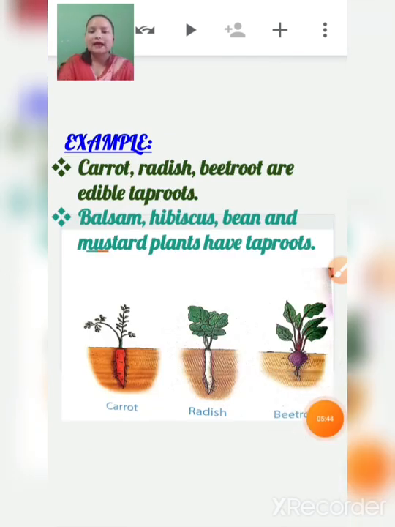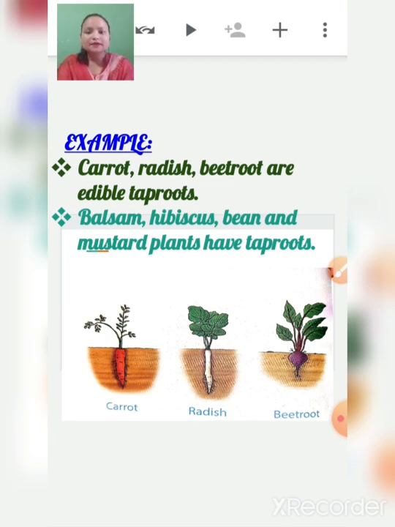Now examples of taproot are carrot, radish, and beetroot. These are all examples of taproots, and these roots are edible. Edible means we can eat them, right? So carrot we eat, radish we eat, beetroot we eat, in salads or in some other way we consume it. So carrot, radish and beetroot are edible taproots.